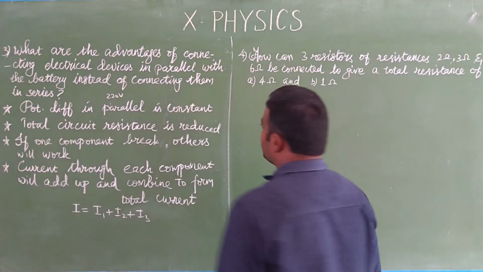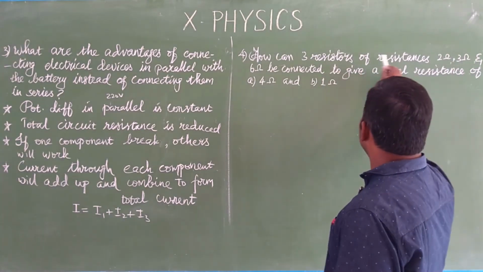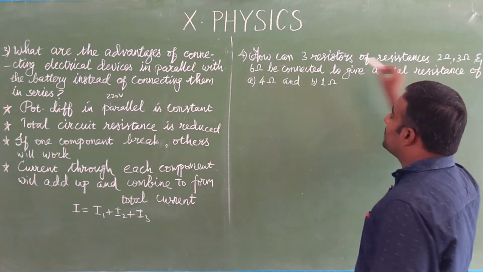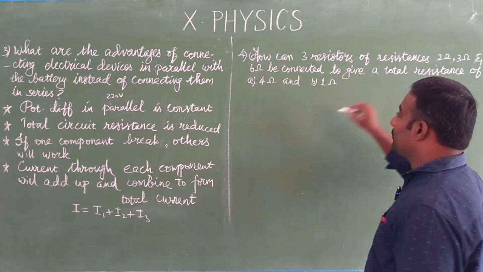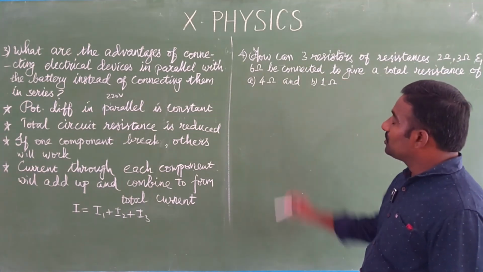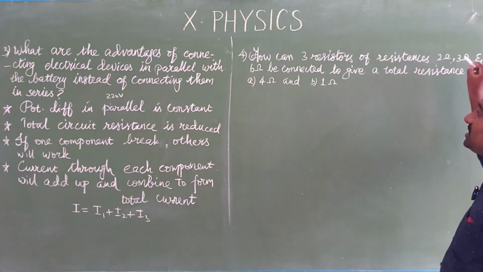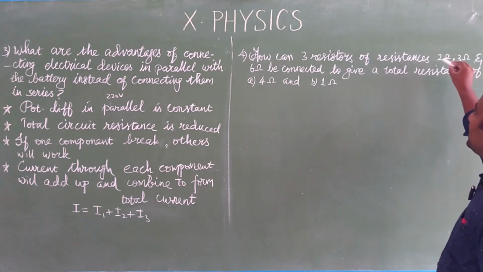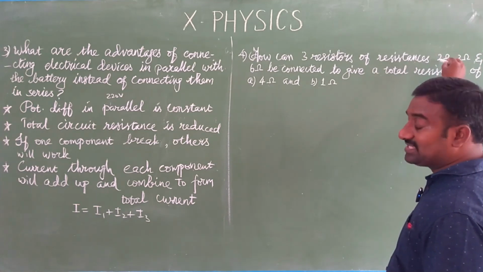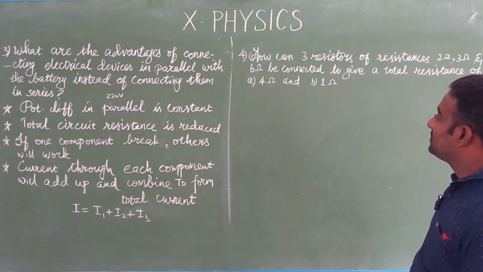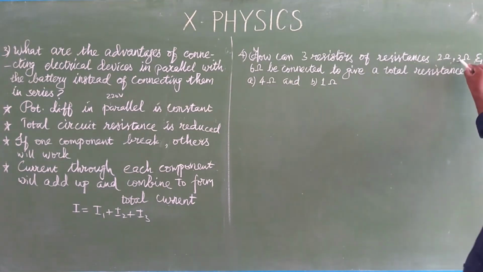Okay, the next question, it's a very simple, easy question. How can three resistors of resistance 2 ohm, 3 ohm and 6 ohm, R1, R2 and R3, be connected to give a total resistance of 4 ohm? So we need a total resistance of 4 ohm. Now compare this 4 ohm with 2, 3 and 6. It can't be greater than the greatest, and it can't be less than the least value. So it is in the middle, between 3 and 6.